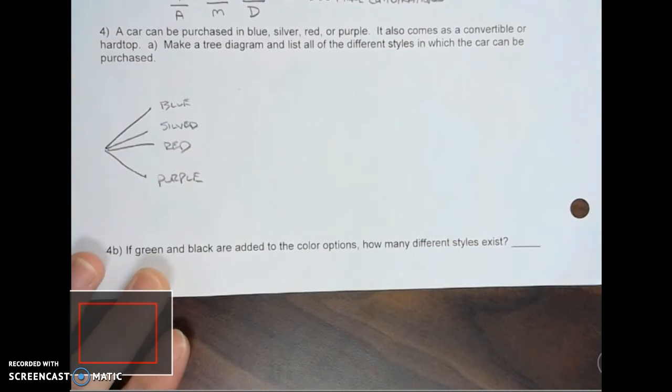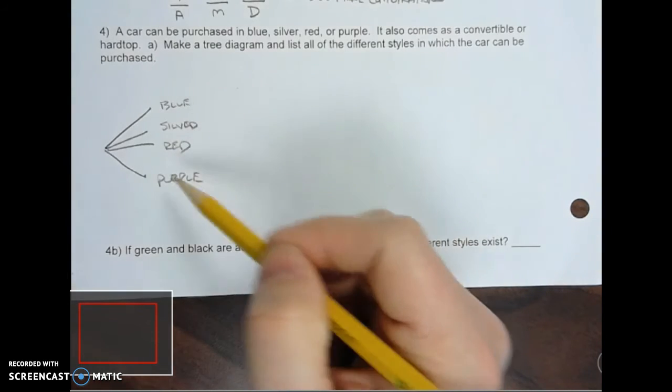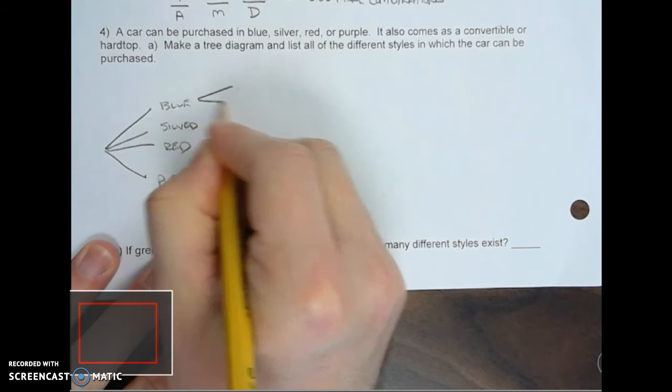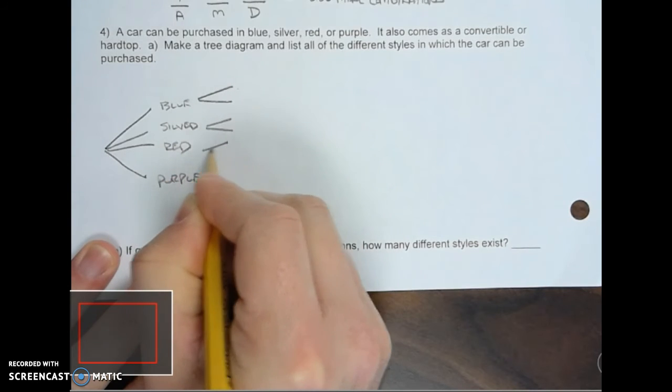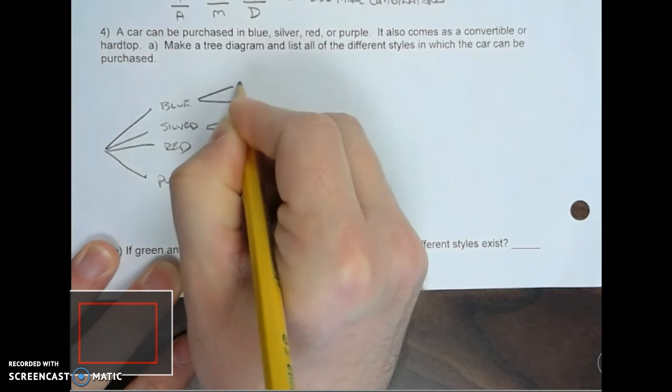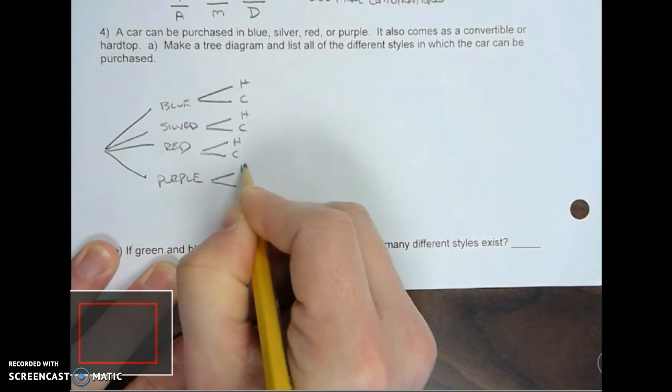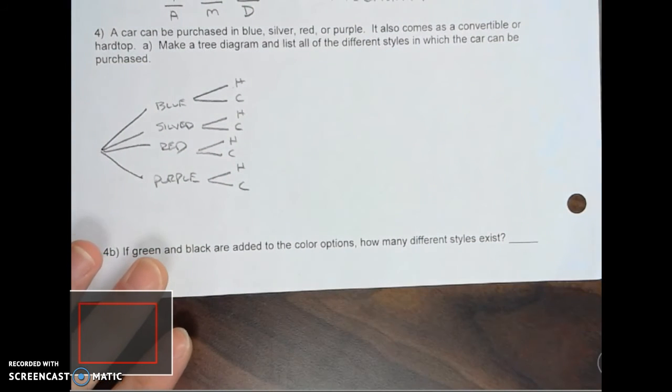And then the next choice they have to make is, do they want to have a convertible or do they want to have a hardtop? Now, the color of car that they choose does not affect what kind of top that they can have. So off of each one of these colors, we're going to need 2 branches because there are 2 choices. It could either be a hardtop or a convertible. And so I'm going to list that all the way through for each color, either a hardtop or a convertible.